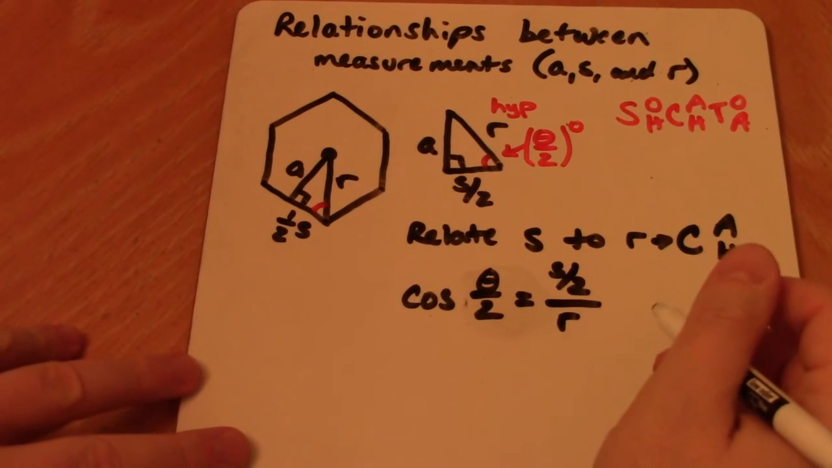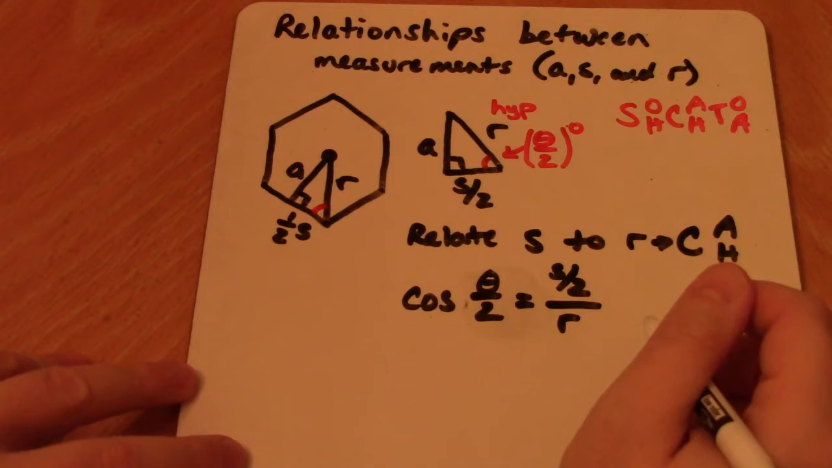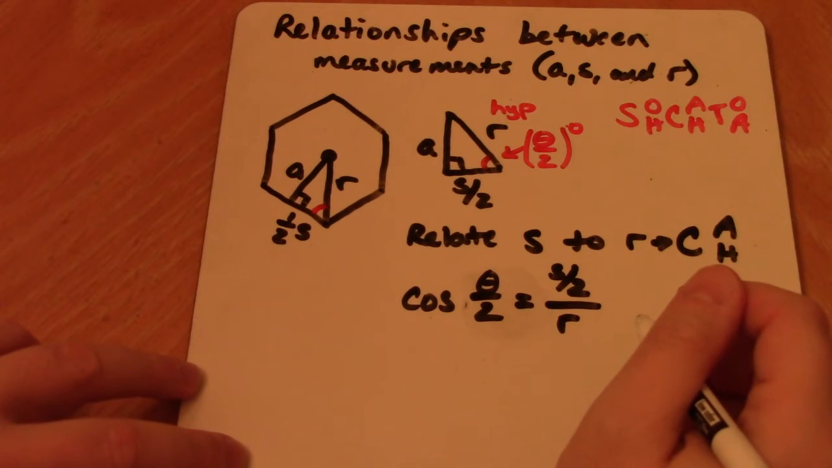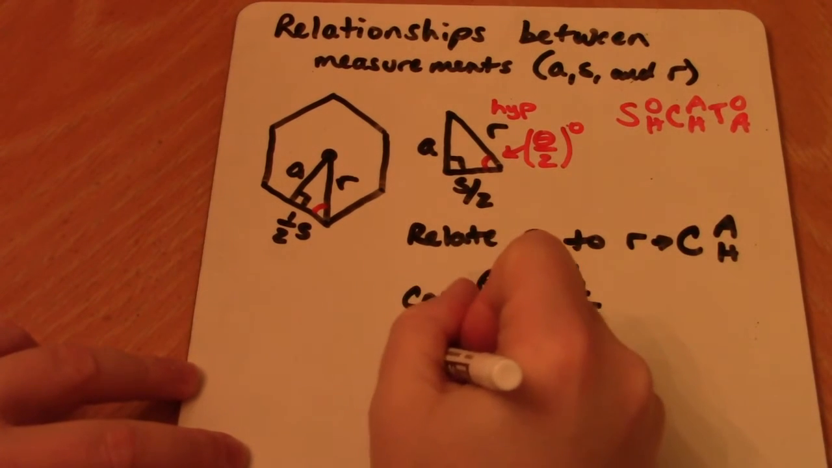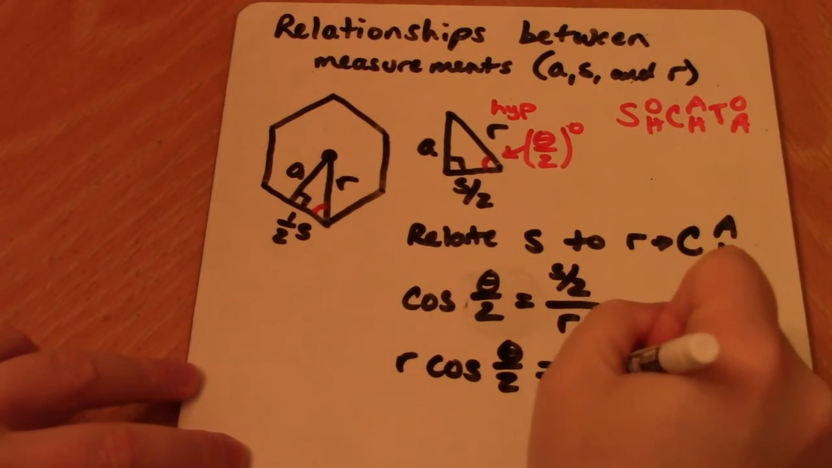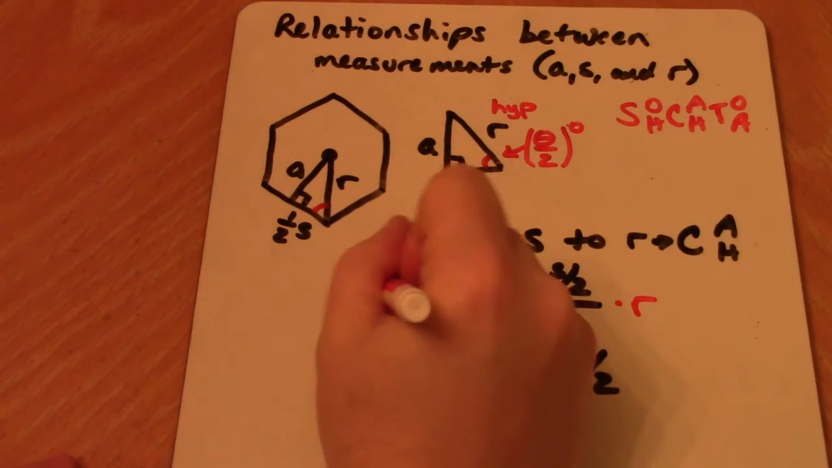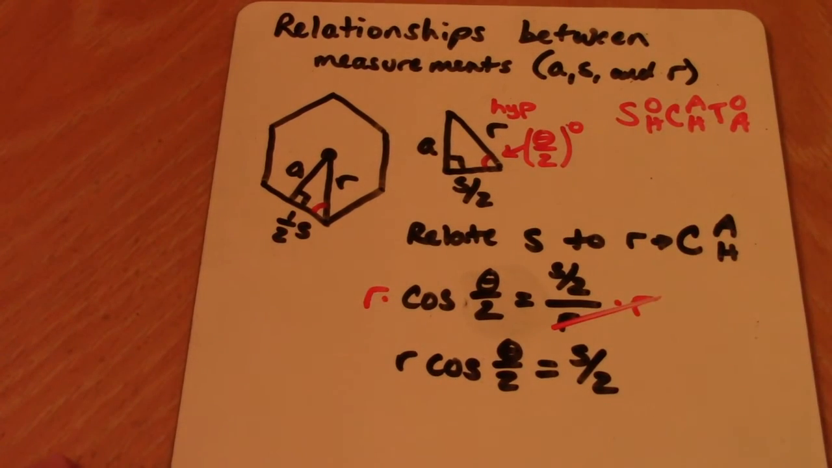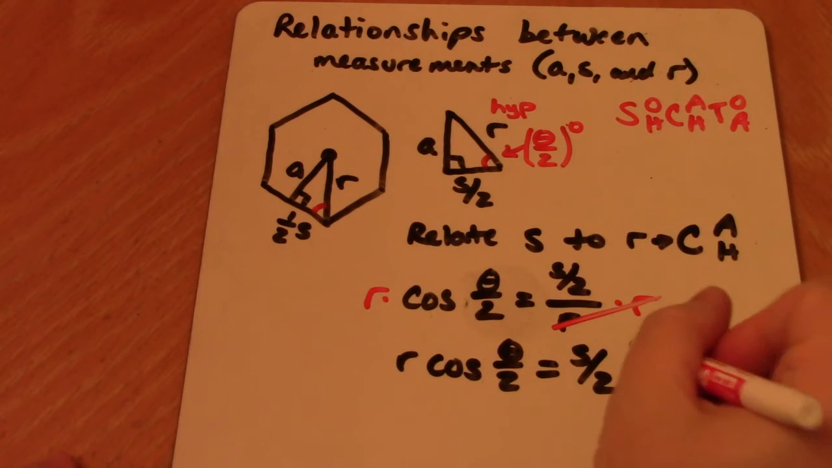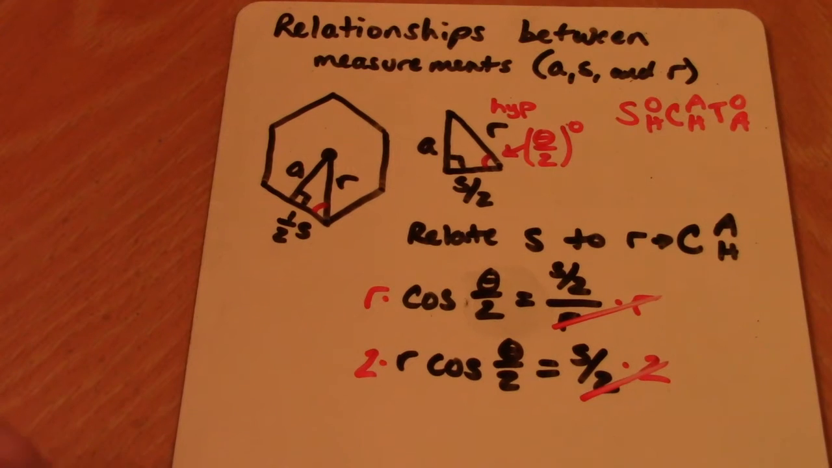Now that can be simplified rather easily. If we multiply both sides of that equation by R, then we have R times the cosine of theta over 2 equals S over 2. So again, what I did there is I multiplied both sides of that equation by R, which would cancel the R there. Then we do one more step. To get the S by itself, we multiply both sides by 2. Now the main reason we're doing that is to get as many fractions out of that equation as possible.